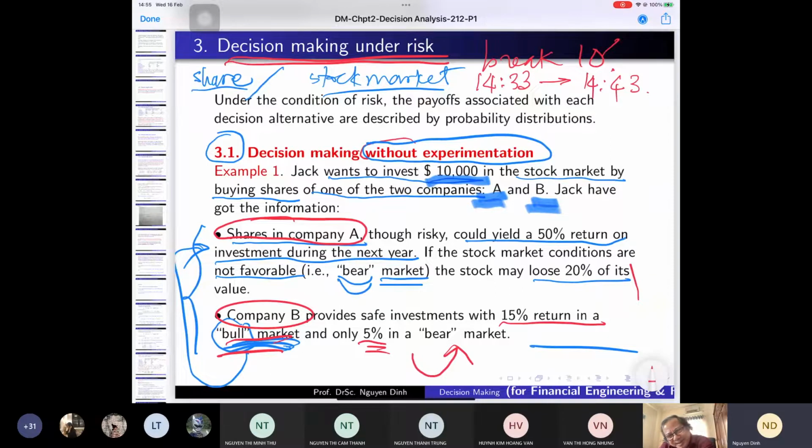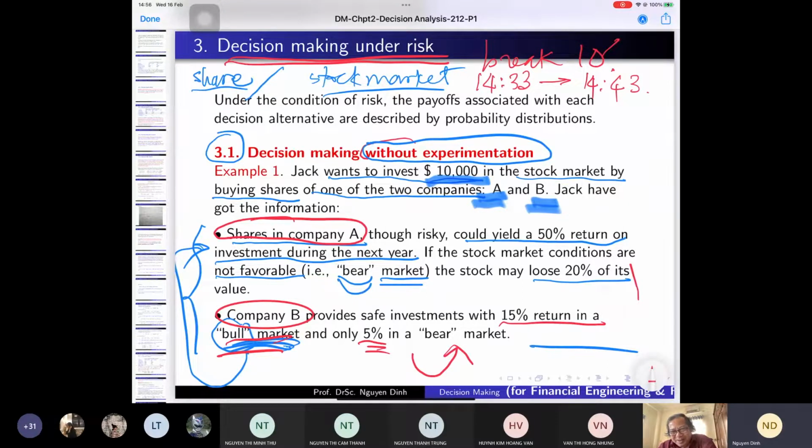Any of you have an idea? Which one is okay? The first one is a bit risky. I don't know about the next year, but if the market is boom, then he gets a lot, 15,000 from 10,000, just in 1 year. But in the case he loses 2,000, he still has 8,000. And the second one is like this. So it's up to you. Which one should you invest in?